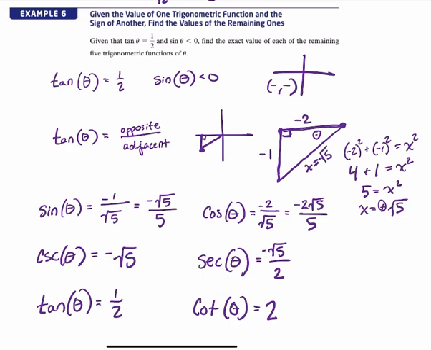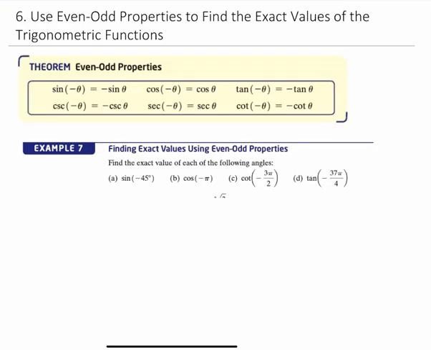Okay, our last section is using what are called even and odd properties of the trig functions. So notice what they're saying here. The sine of negative theta equals negative sine of theta. You may recall these properties, even odd properties, maybe from college algebra. Let's think about what this means. And let's look at this first example. We'll kind of do this all together.